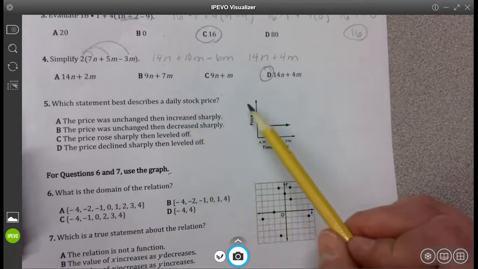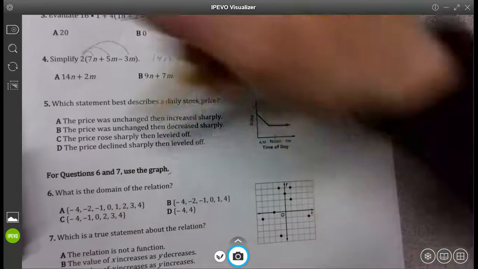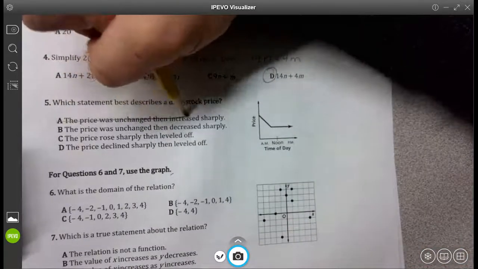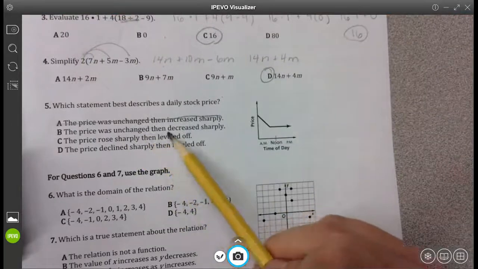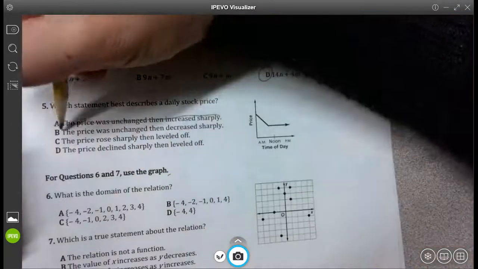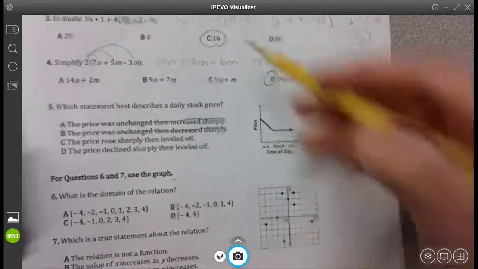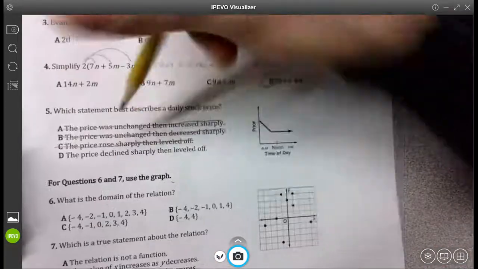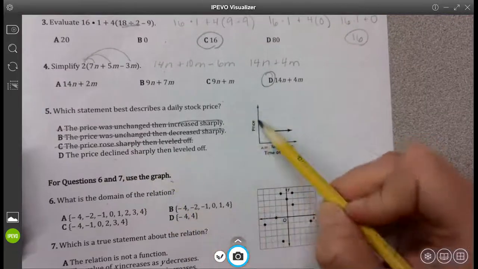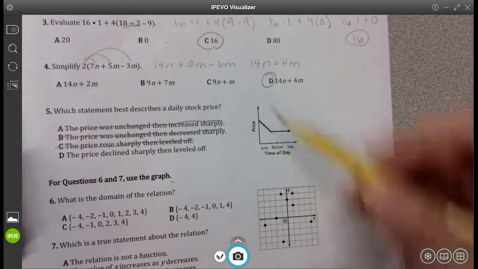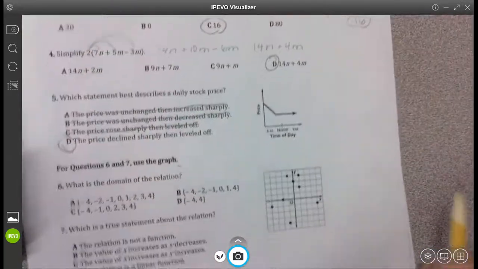Here it says, which statement best describes a daily stock price? The price was unchanged, that's not true, then decreased sharply. No, it wasn't unchanged. It kept going down. The price rose sharply. No. The price declined sharply. Boom. And then leveled off. Boom. Yep. Your answer is D.